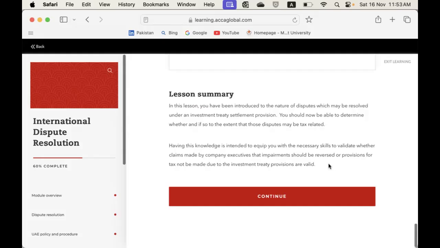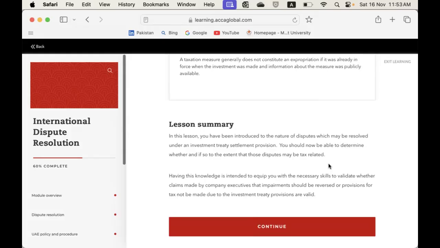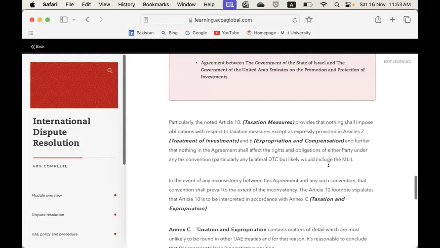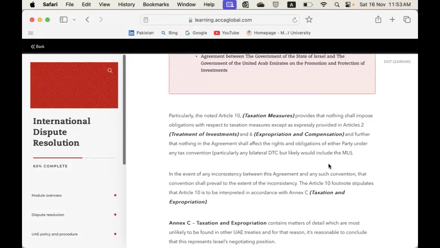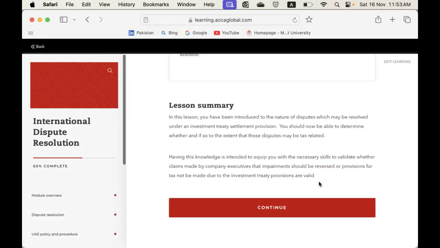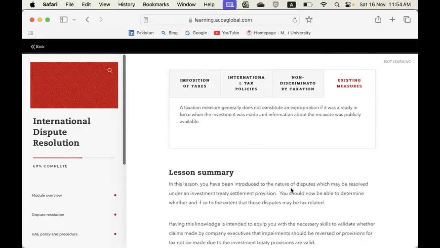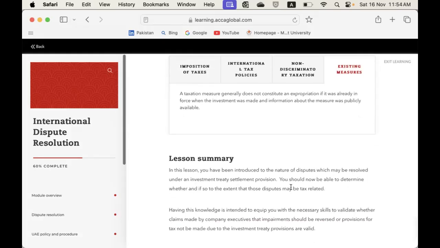So although it says that no tax related matters are going to affect, for example, in the case of the Israeli treaty, it says, if you read this, that nothing shall impose obligations with respect to taxation measures except as expressly provided in Article 2. So in short, it doesn't matter if the company is from Israel or wherever, it is clearly mentioned. Based on the criteria that we have seen, the UAE corporate tax will apply to Israeli companies as well. Why? Because this meets all these four standards.